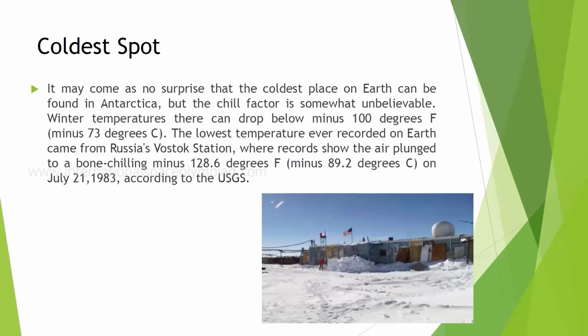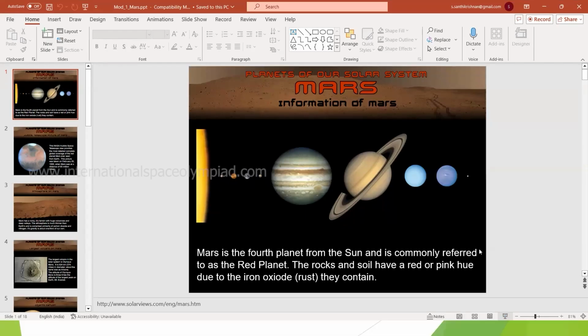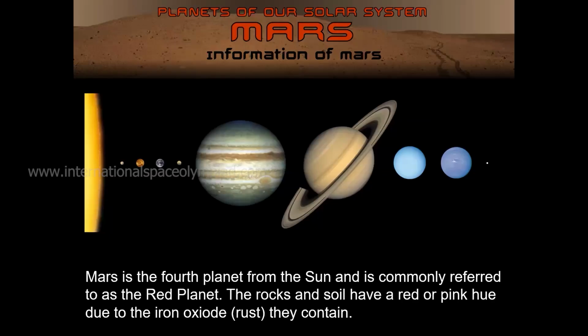Yeah. So this is the end of the Earth slide. Then we will move to the Mars slide. I'll share the screen. Mars is the fourth planet from the Sun after Mercury, Venus, and Earth. It is also referred to as the red planet. The rocks and soil have a red or pink hue due to iron oxide. Iron oxide is rust. You know that, right? It's because of this iron oxide content that it looks red in color.